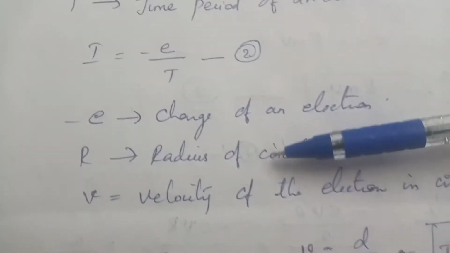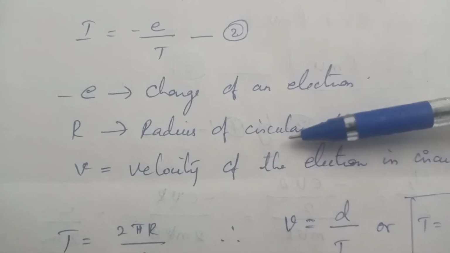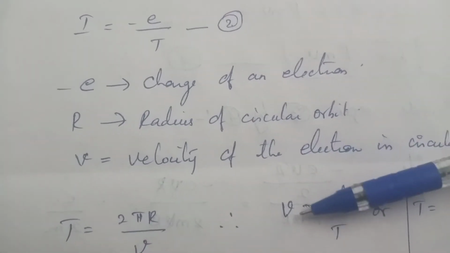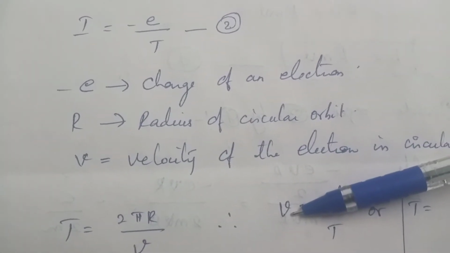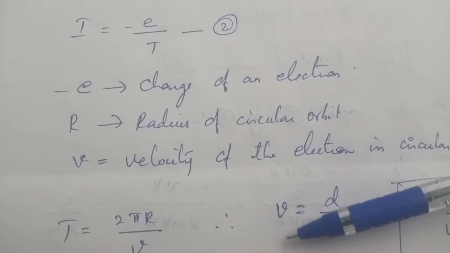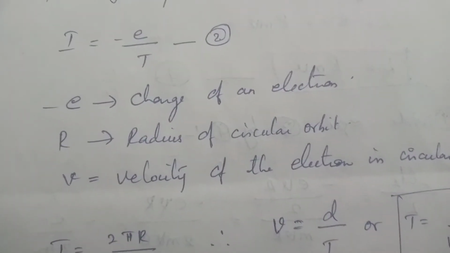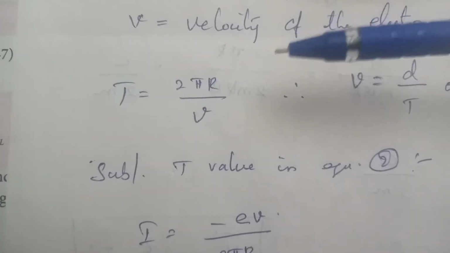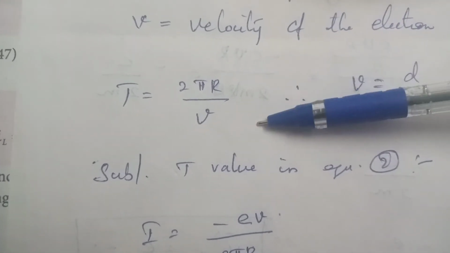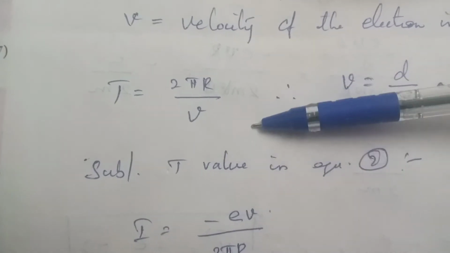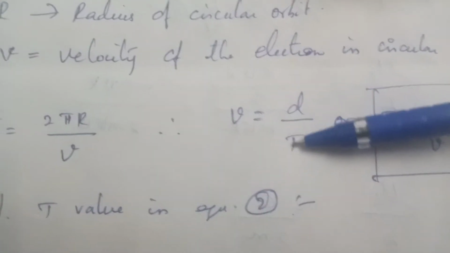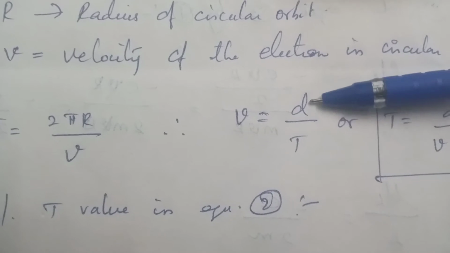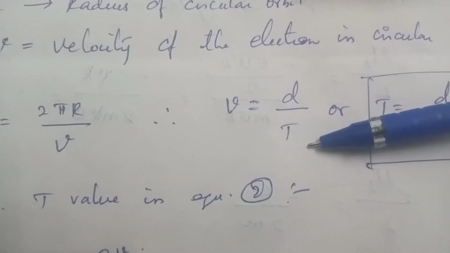Here minus e is considered as the charge of the electron, and R is the radius of the circular orbit, with the electron moving at velocity v in the circular loop. And we also find the value of the time period, that is T is equal to 2 pi R by v. This equation comes from the general formula v is equal to distance divided by time taken, which you already know.